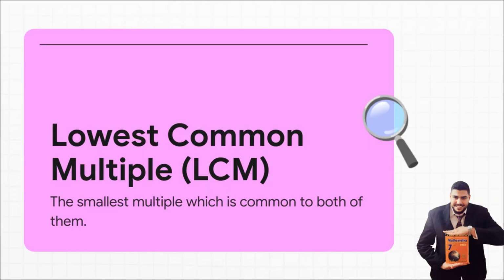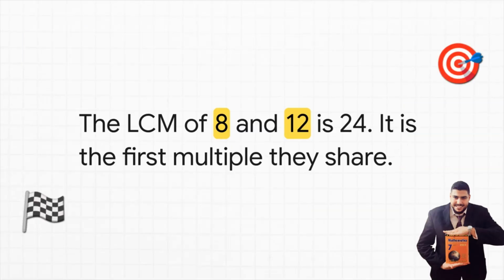And then we have its partner, the lowest common multiple, or LCM. Again, the name gives it all away. This time, you list out the multiples of two numbers, and you look for the smallest, the very first one they share. Let's try it with 8 and 12. Okay, the multiples of 8 are 8, 16, 24, 32. Let's stop there. Now for 12. The multiples of 12 are 12, 24. Oh, wait, there it is. The first number to appear on both lists is 24.